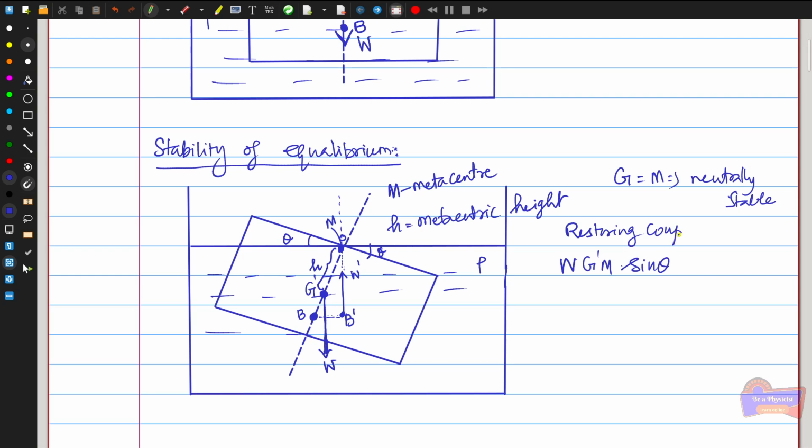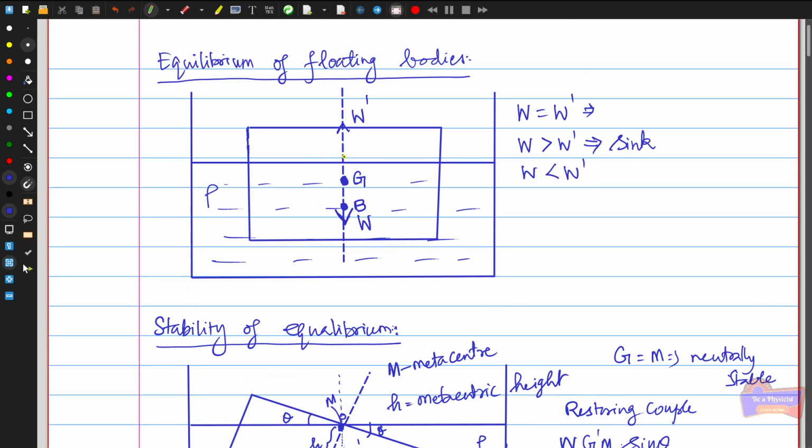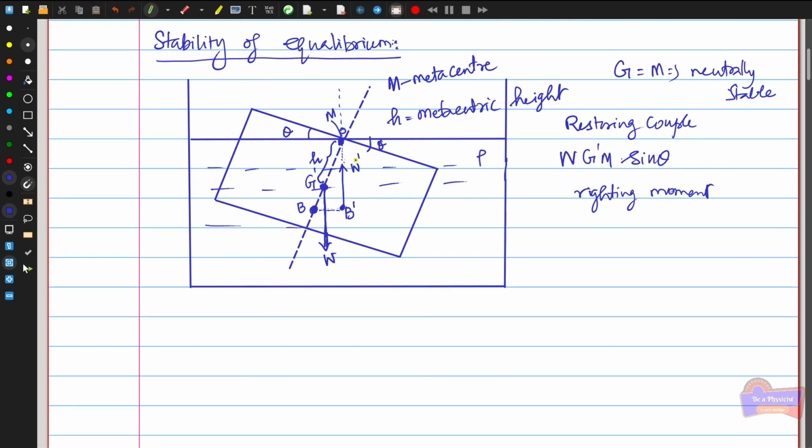This restoring couple is also known as the righting moment, because it tends to bring the body back to the original position. So if a rectangular object is in this position and the metacentric point is above the center of gravity, and you give any perturbation, then this perturbation will die out, and finally the object will come to the original position, the same position we have seen in the other case.